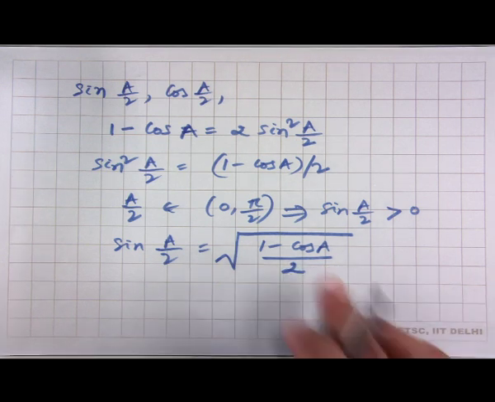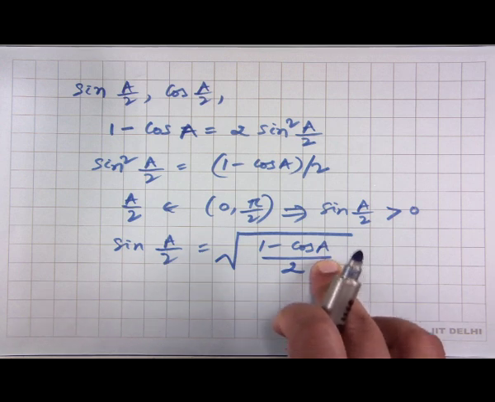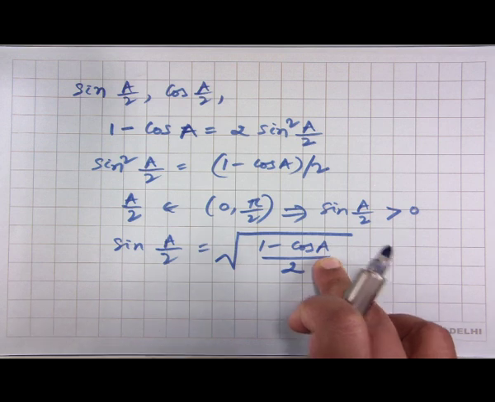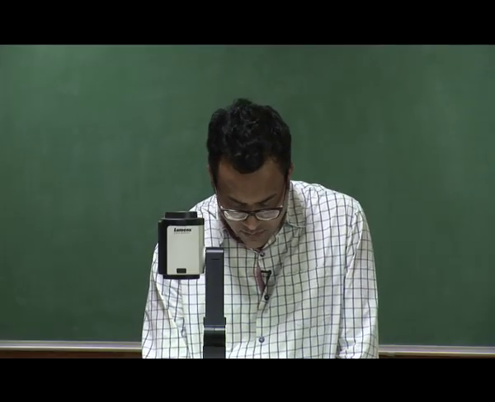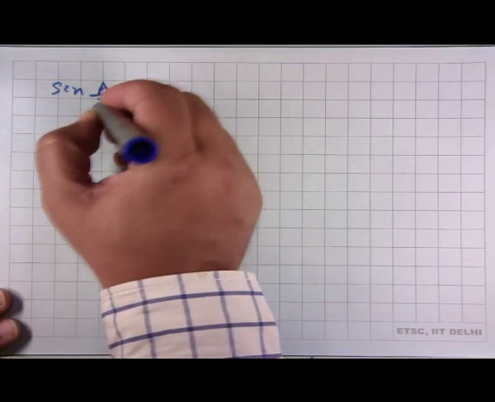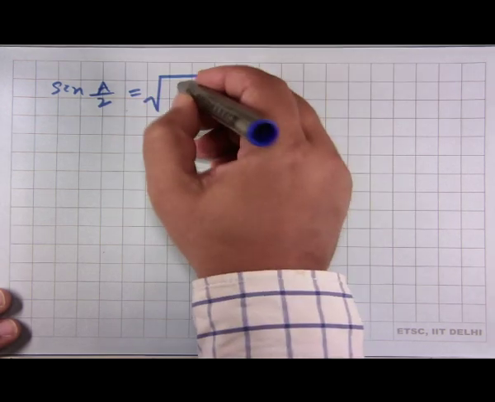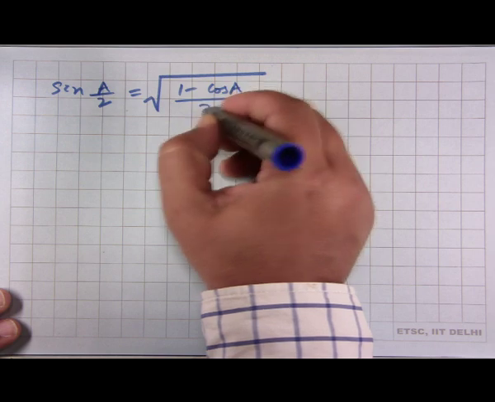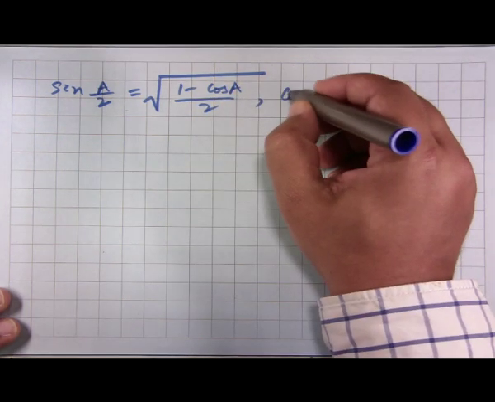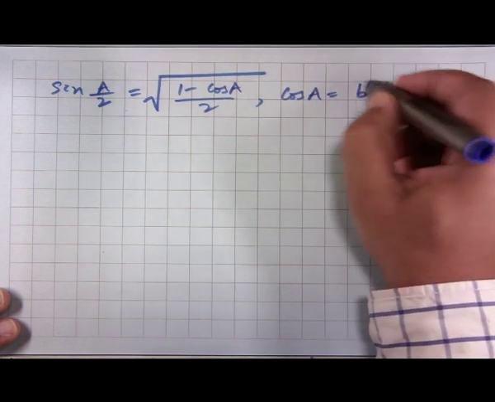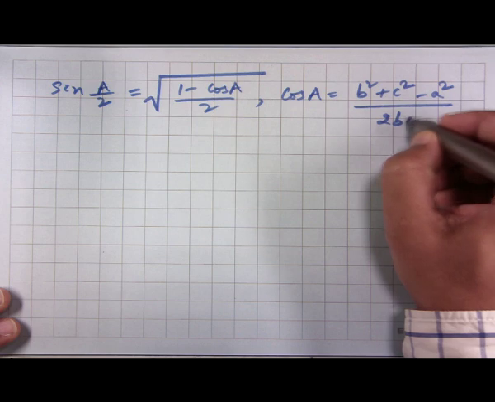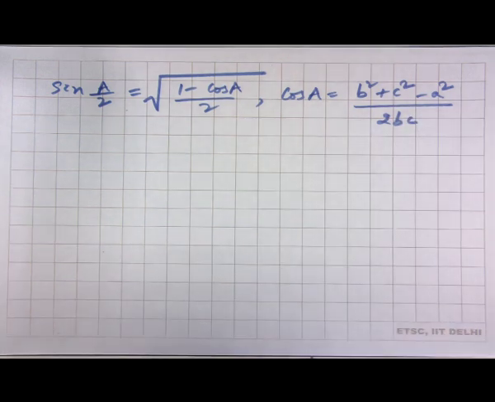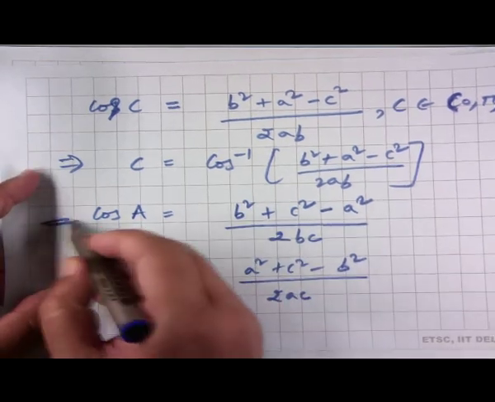And here we are going to use the cosine law formula for cos A in terms of the lengths of the sides of the triangle. So far we have sin A by 2 is equal to the positive square root of (1 minus cos A) over 2, and from the cosine law we know that cosine of the angle A is (b square plus c square minus a square) over 2bc. That is something that we just derived, so this is the equation that we are using now.